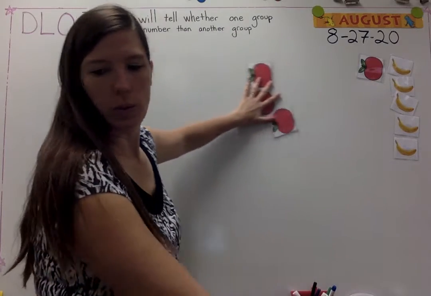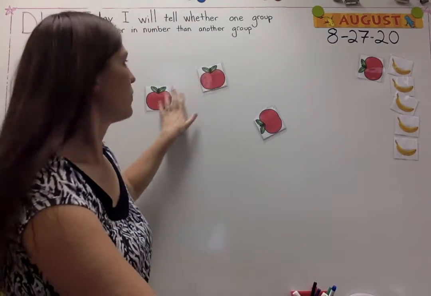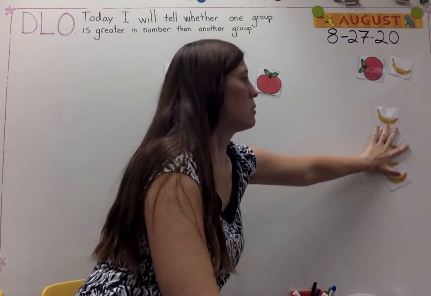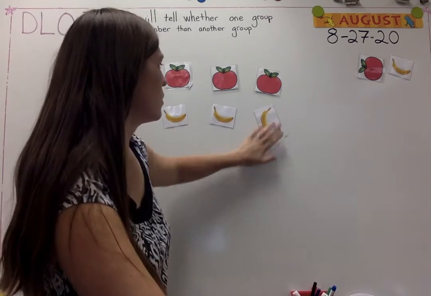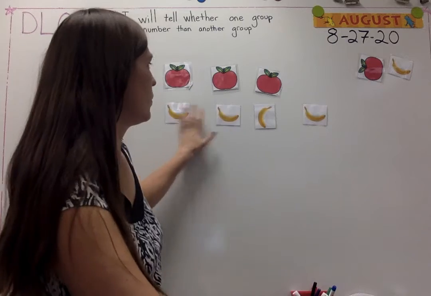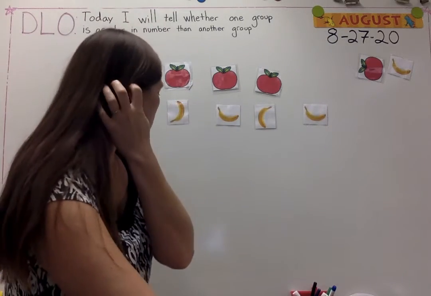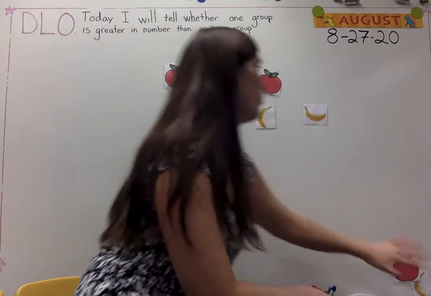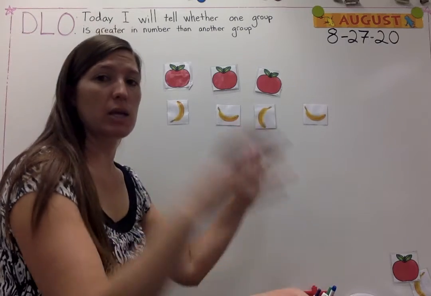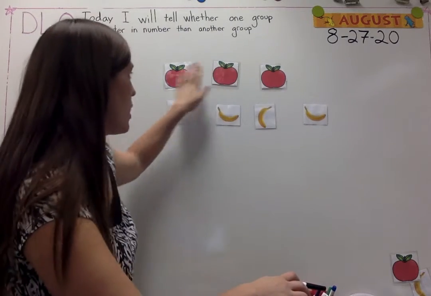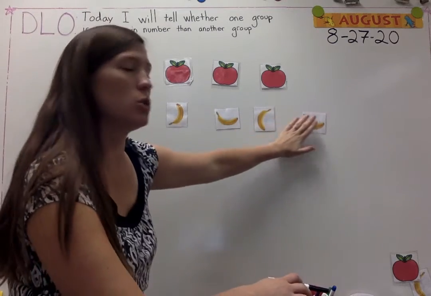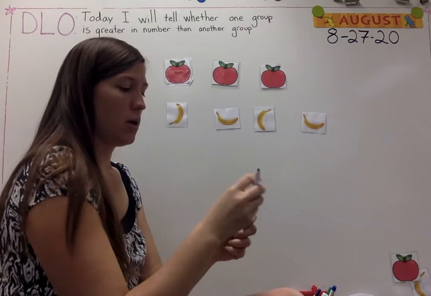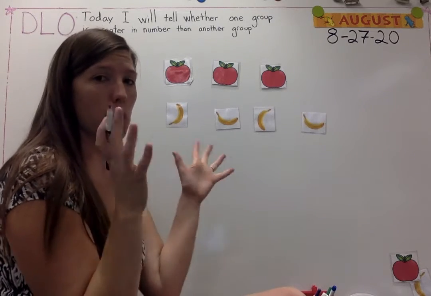I'm going to put my apples over here. I'm going to get some bananas. We're going to match them and see if we have a group that is greater than the other. Greater means more. Yesterday, we drew lines to make it easier to see if each object had a partner, and then we could see which one was equal. But today, we're going to see which one is more, greater.